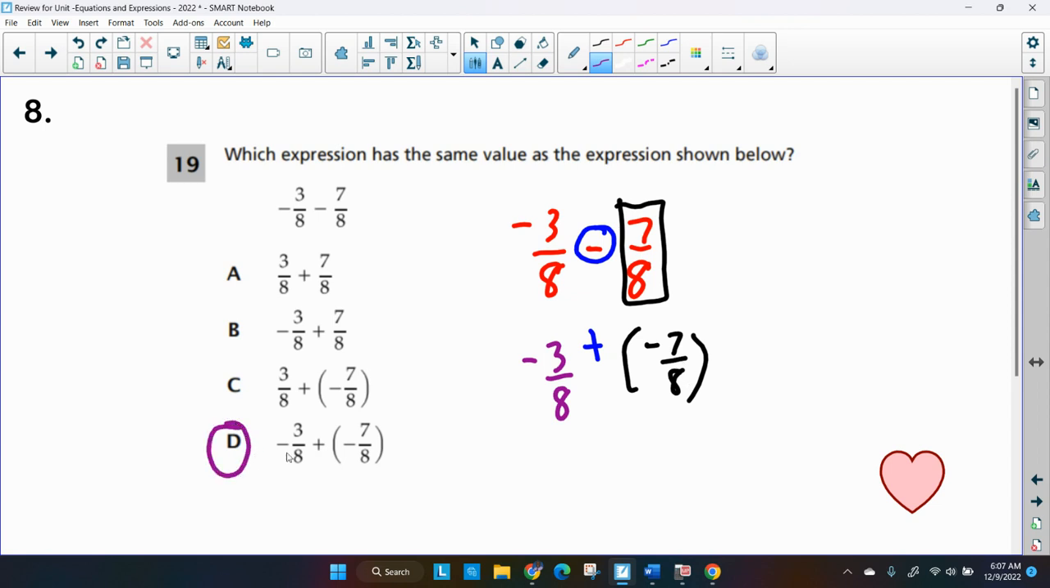So that's one way of dealing with it. But if you don't like that way, what you can do is figure out how much is negative 3/8 minus 7/8 on your calculator and see which one of these will give you that answer. All right, so that's one way of figuring it, but I'll go with D. Good to memorize the rules.